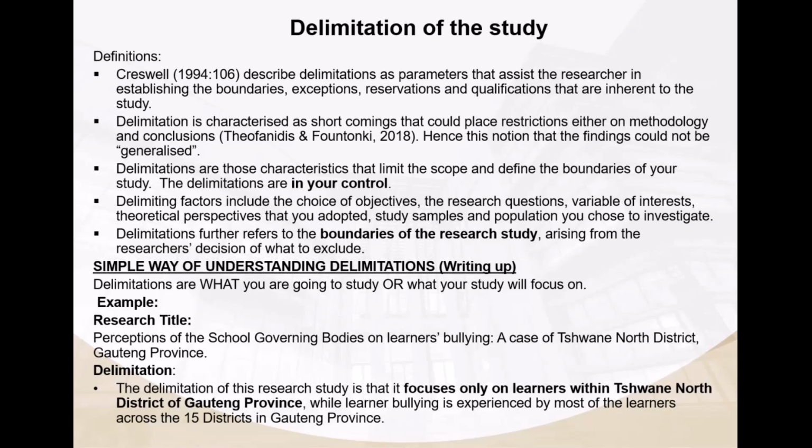This is an example. If I say one of my limitations is going to be gatekeeping, then I write that in my research proposal. What am I doing there? I am preempting that I'll have a challenge with gatekeeping. Then now they give me ethical clearance.